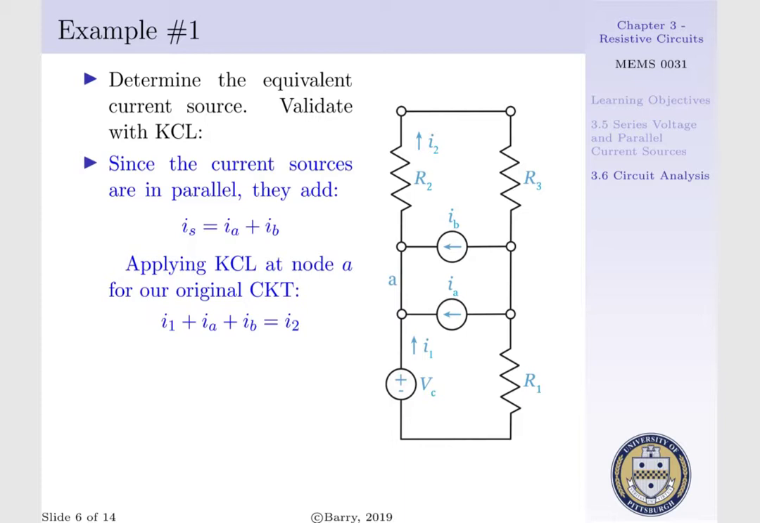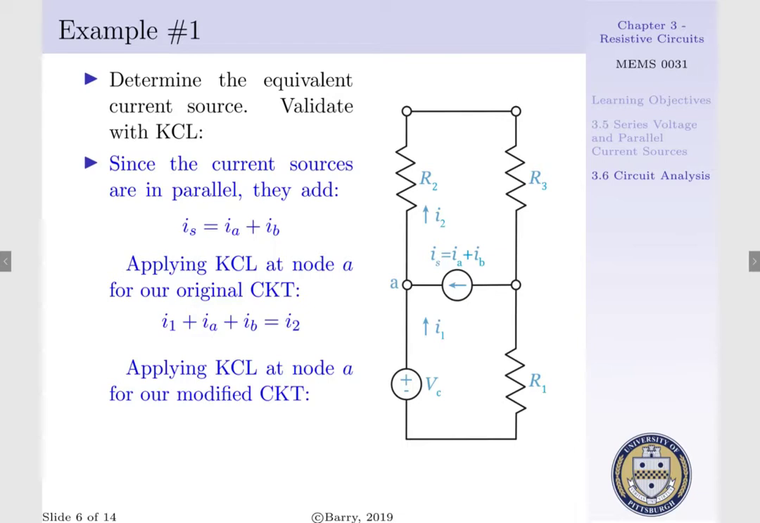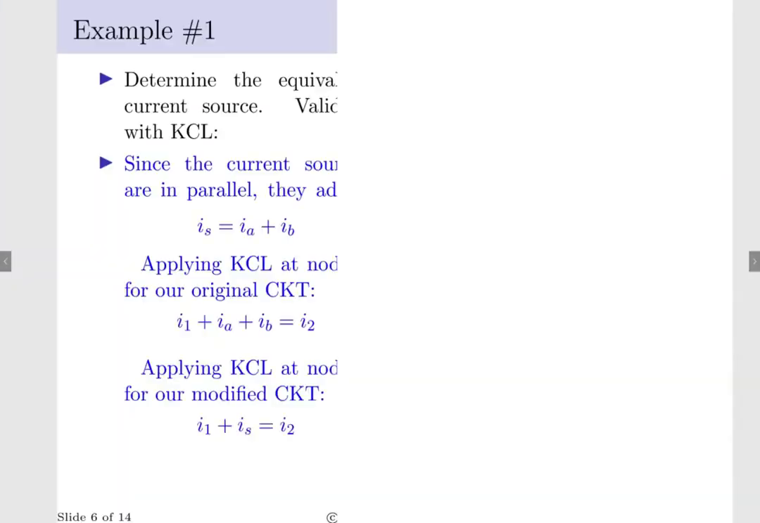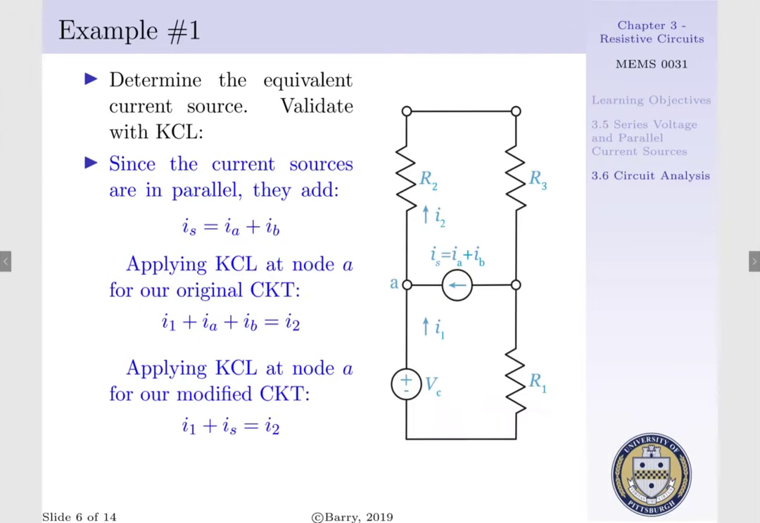Now, if we modify our circuit for our equivalent current source, we can represent our circuit as follows, where we have IS, which is equal to IA plus IB. And if we apply KCL at node A, which is condensed for our modified circuit, we have I1 plus IS is equal to I2, where IS is equal to IA plus IB. Thus, our equivalent current source formulation does not violate continuity.